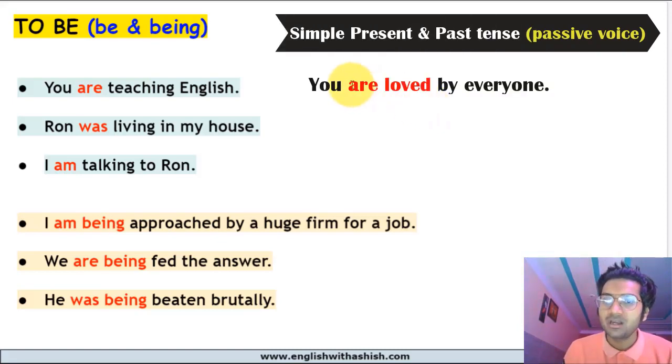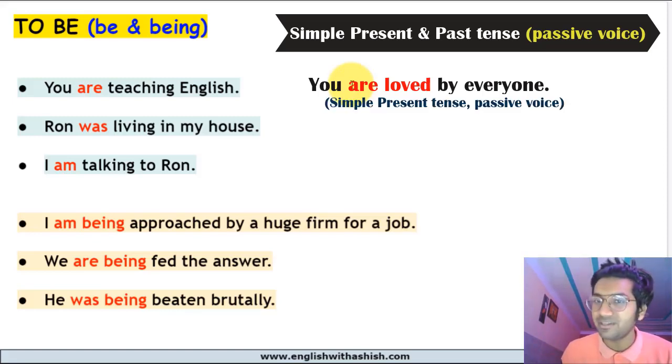For example, you are loved by everyone. You are loved. V3, past participle. You are loved by everyone. Okay, so the sentence is in simple present tense passive voice. We're not focusing on the doer of the action. We're focusing on the receiver of the action.